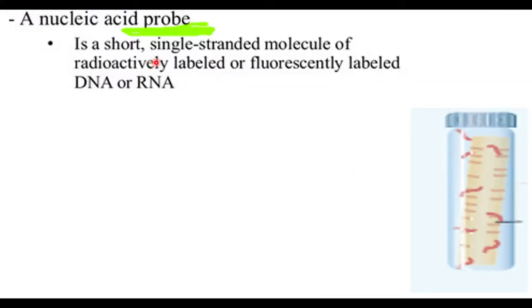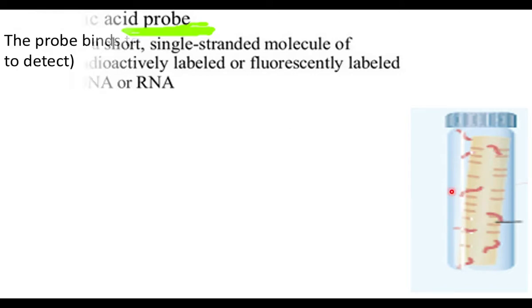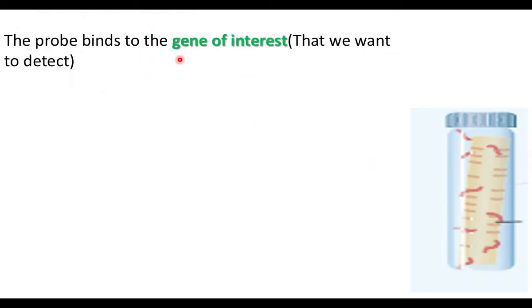What are probes? Probes are single-stranded molecules, radioactively labeled or fluorescently labeled DNA or RNA. Here the red color indicates the probes. The probe binds to the gene of interest that we want to detect. We have to find out the gene of interest, or we have to separate the gene of interest. For that, the probes are used. The probe binds with a complementary DNA fragment.